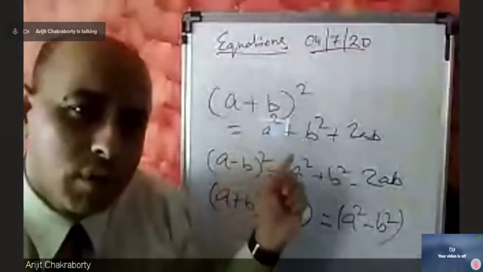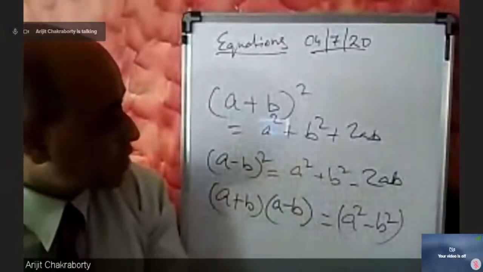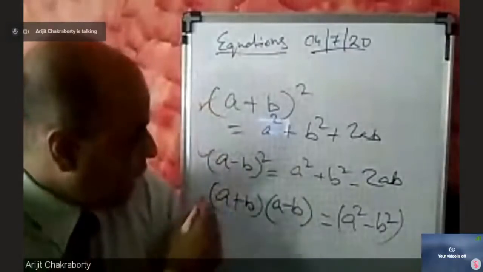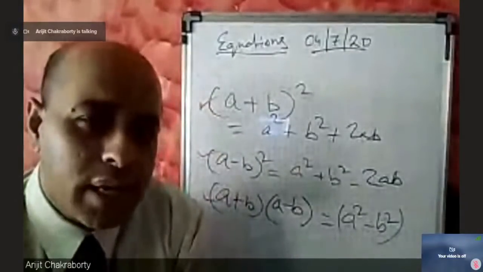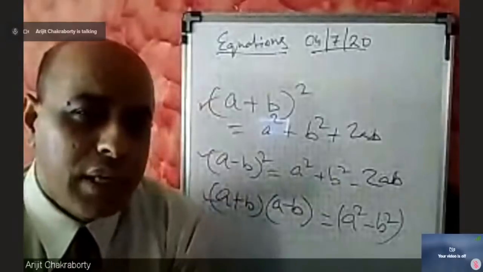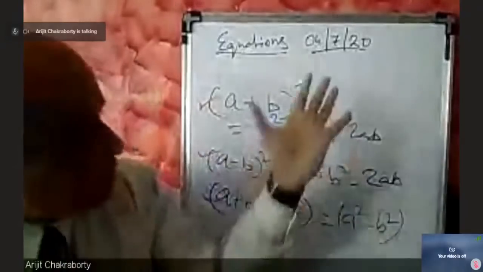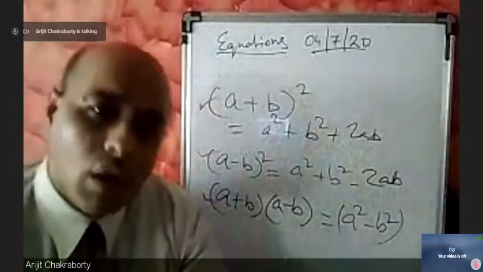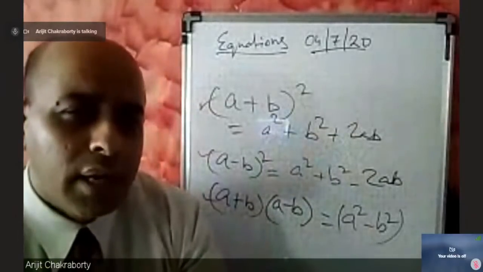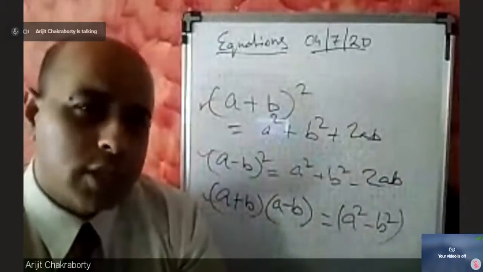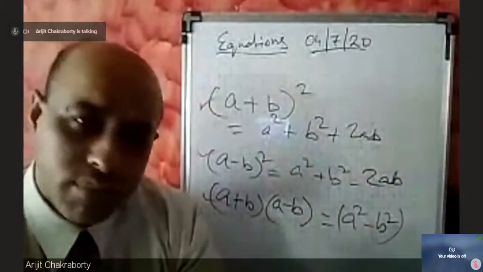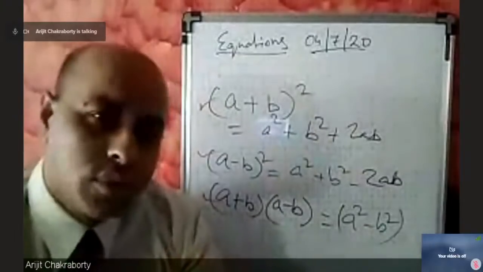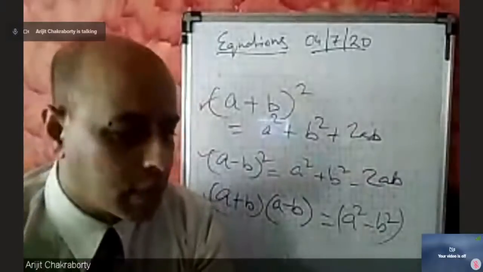(a plus b) whole square, (a minus b) whole square, and (a plus b) into (a minus b). I am sure you remember these, and these are just a revision before we enter into equations. Also, please remember the cubic formula (a plus b) whole cube, because that is important and that is going to be helpful when you move into some of the problems in this particular chapter.